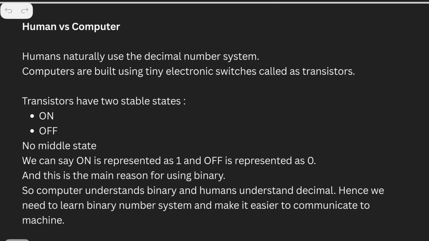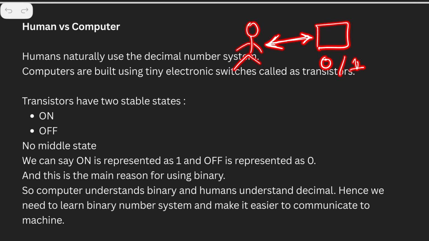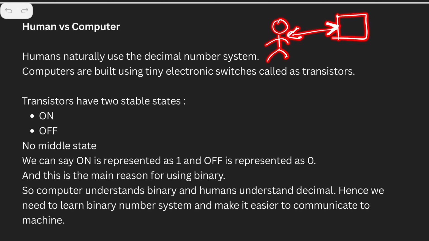Now this creates a very big problem. What is the problem? Well, you need to communicate with the computer, but you know only the decimal number system, right? And this machine knows only 0 and 1. So how exactly is communication going to happen? For that we need to develop a binary number system, and we should be able to communicate all the numbers that we understand. We understand the decimal number system, so we need a mechanism to convert our decimal number system into the binary number system. So we need to develop an entirely new number system where you only have 0 and 1.